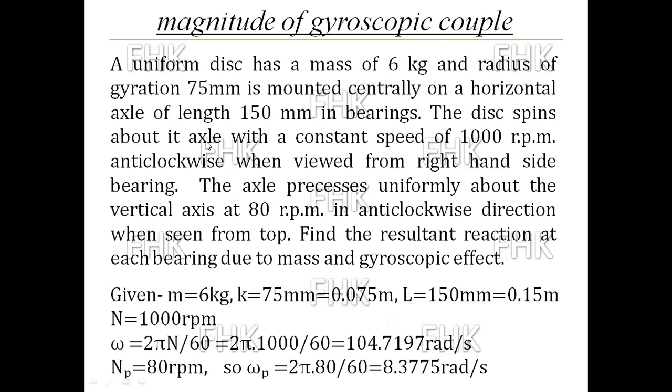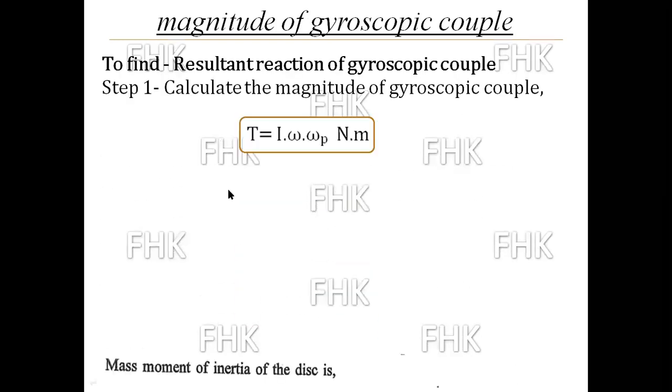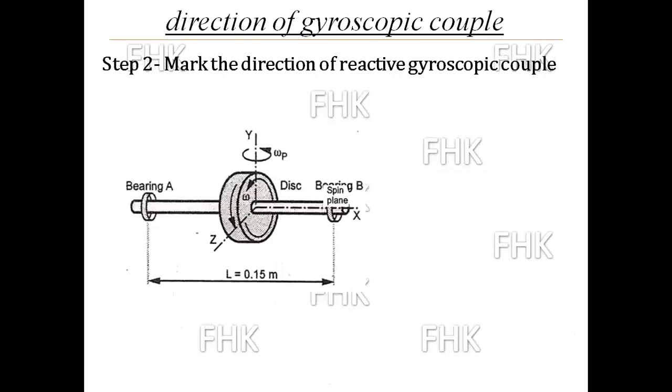Now in the problem statement, the disc spins about its axle with a constant speed of 1000 rpm anti-clockwise when viewed from the right hand side bearing. First we have to decide which is the right hand side bearing and which is the left hand side bearing. If you observe the complete mechanical system from this direction, this is the isometric view of the mechanical system given in the problem statement.